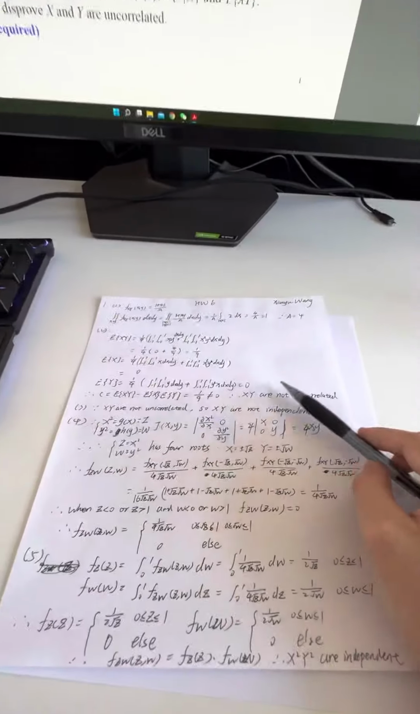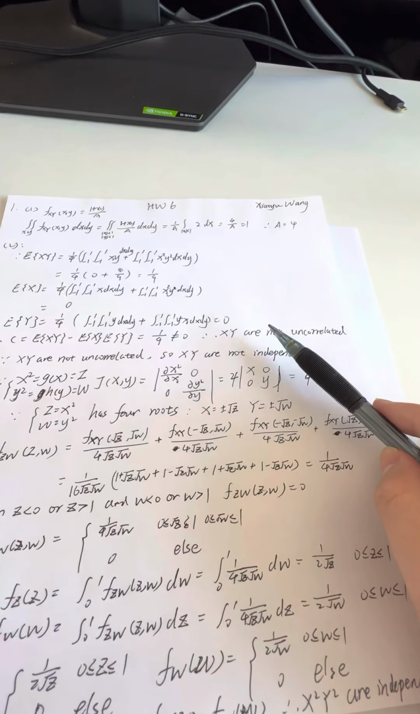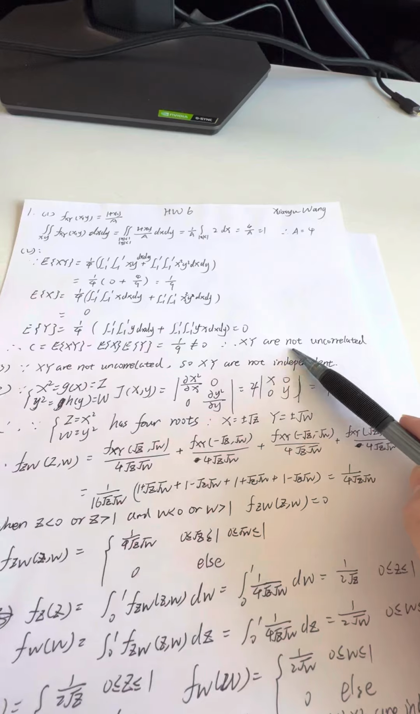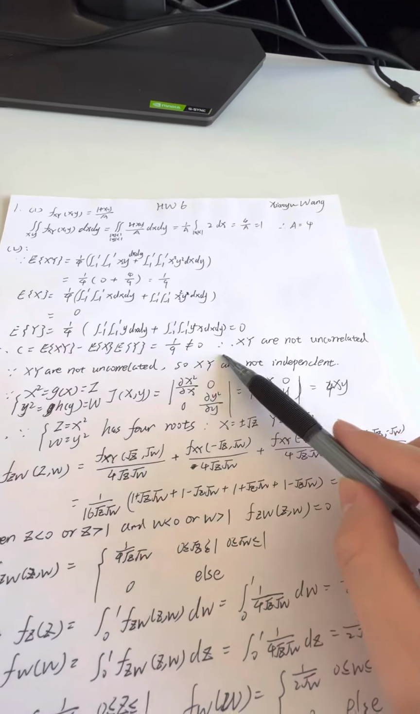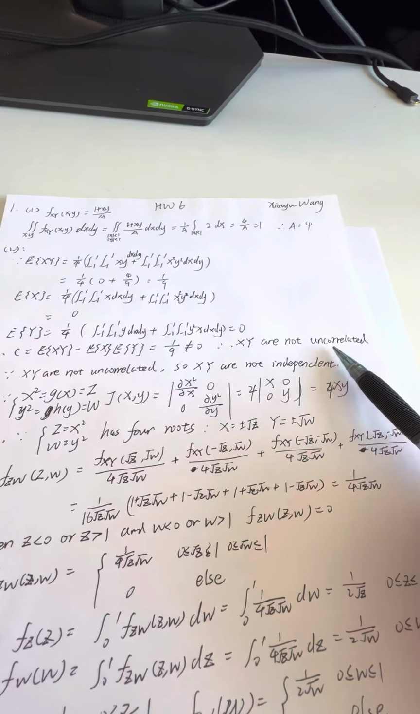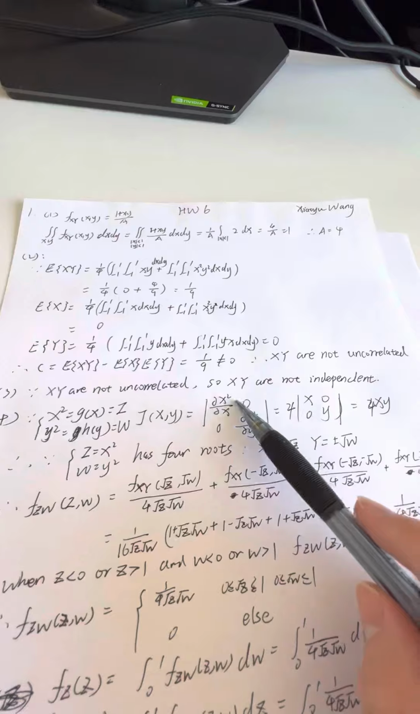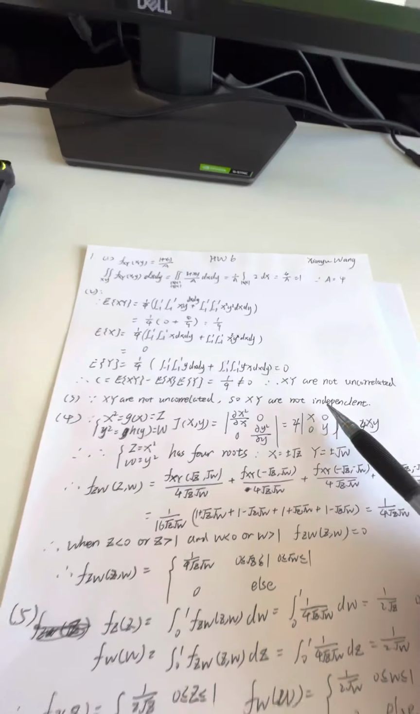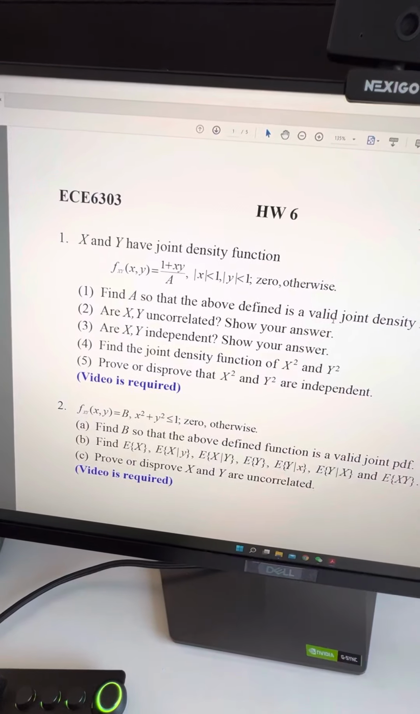And as we all know, being uncorrelated is a prerequisite condition for x and y to be independent. So if x and y are not uncorrelated, then x and y are not independent. So sub question 3 gets solved.